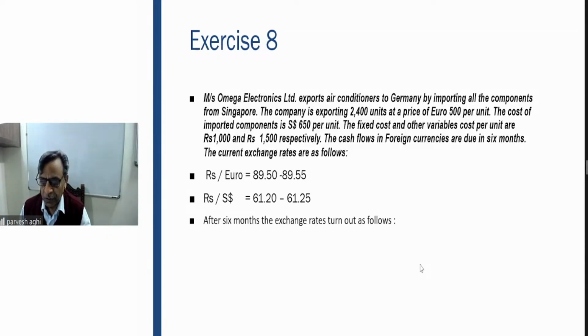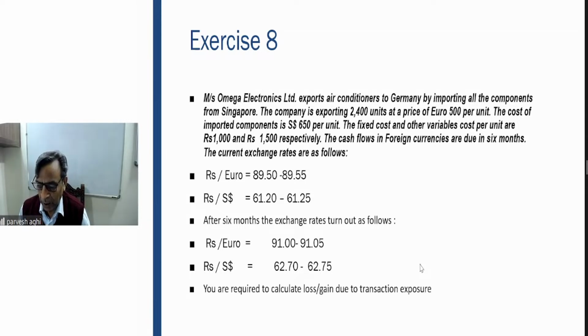So after 6 months, of course the spot rates are not so relevant. It's basically to find out what is the kind of loss or gain he has suffered because of the currency rate changes. Now after 6 months, the rates turn out to be 91/91.05. That means the euro has appreciated against the rupee. So this is per 1 euro equal to so many rupees. Then the Singapore rate has gone up, after 6 months it is 62.70 and 62.75, so bid and ask, both the rates are given.